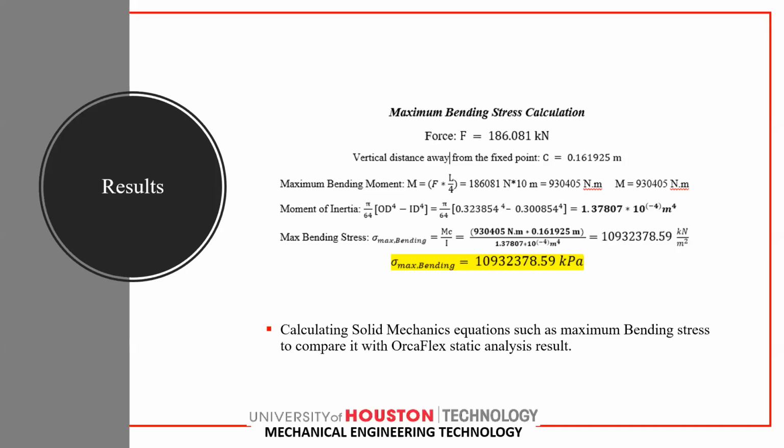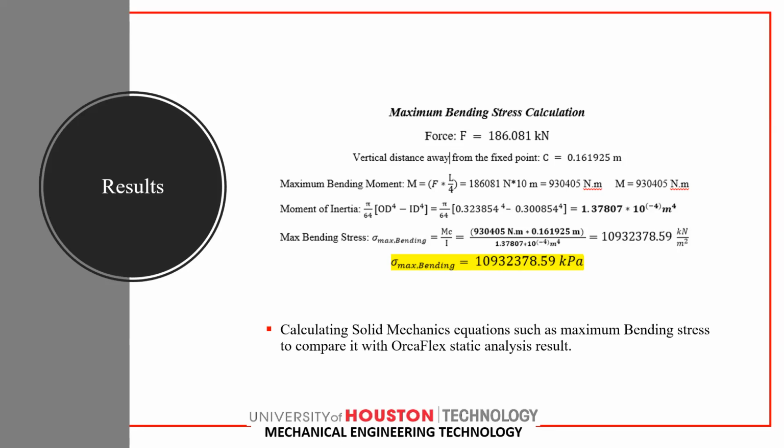So this slide is about my manual hand calculations, or engineering hand calculation. I use the solid mechanics equations. I calculate the maximum bending stress and maximum displacement by manual hand calculations. For calculating the maximum bending stress, we need the force, we need the C, the length of the pipe, the maximum bending moment, the external and internal diameter, and the moment of inertia, and then we can calculate the maximum bending stress.